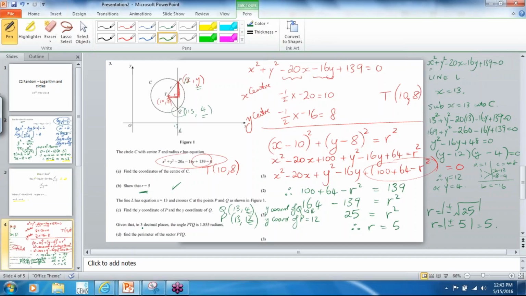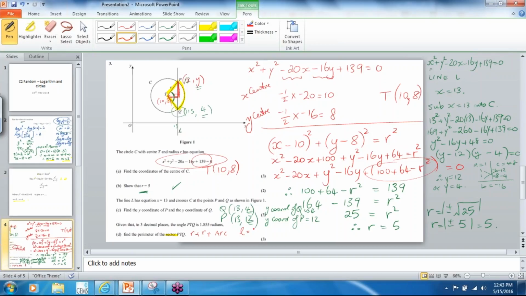And now we have to find, given that to 3 decimal places, angle PTQ is 1.855, so this angle here is 1.855. Find the perimeter of PTQ. We want the perimeter of that sector. Well, it's the radius plus the radius, plus the arc length.